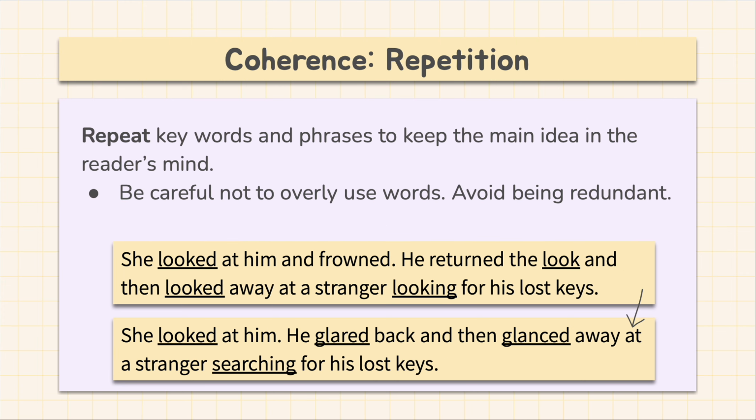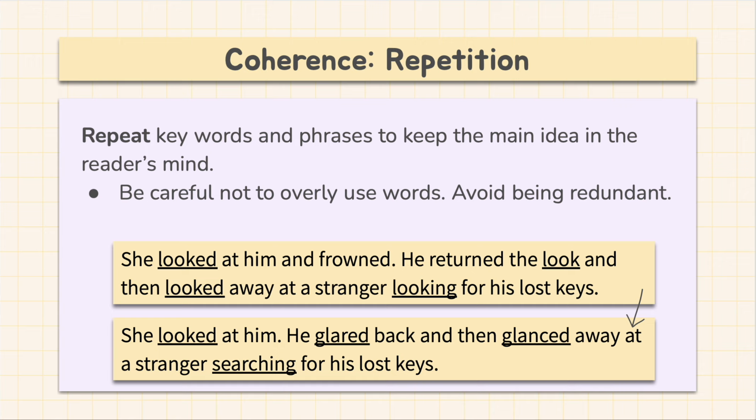You can also build coherence by repeating. You repeat keywords and phrases, so you keep that main idea in the reader's mind, but you don't have to be overly redundant. So for example, in that first passage, she looked at him and frowned.